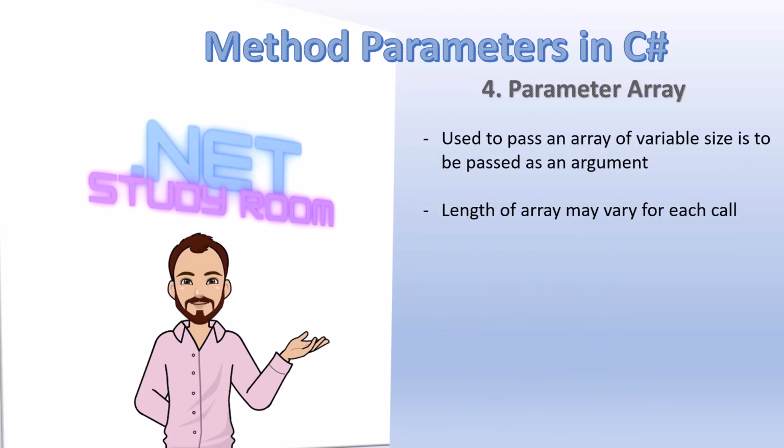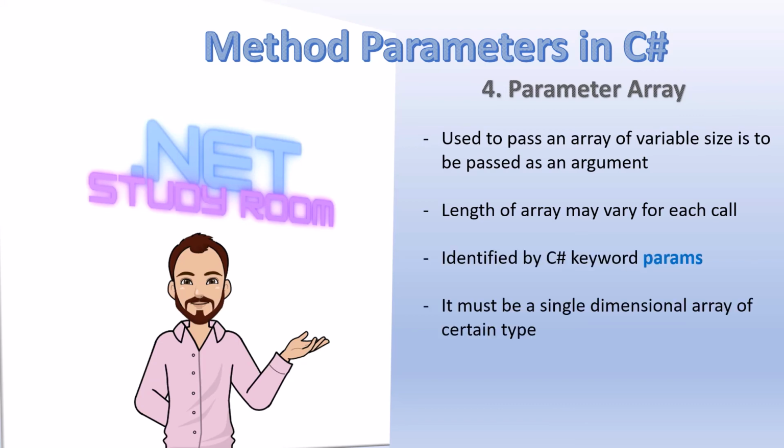Finally, let's see what a parameter array is. There may be some situations when you need to call a method, but you don't know at compile time how many parameters will be passed to it. In this case, a parameter array can be passed as an argument. It provides a way to pass a variable number of arguments to a method. It is identified by the C# keyword, params.